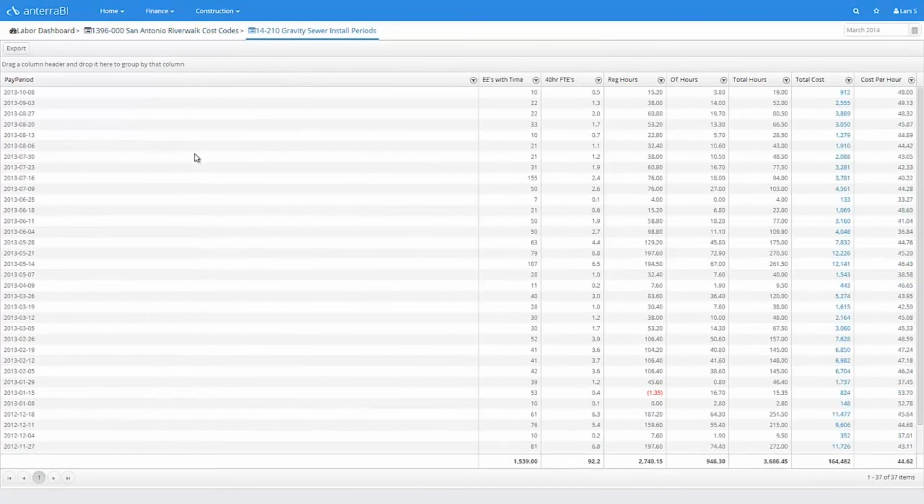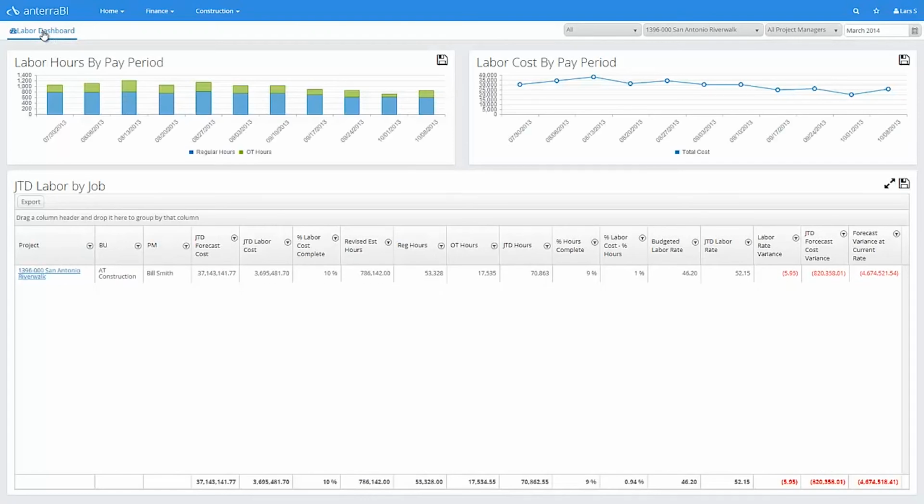Our cost by pay period shows some interesting results. First, we can see that there are many people recording time to the job, many more than 40-hour full-time equivalent employees. This implies a scheduling problem. Why are so many people working on the job in a pay period? We could drill down on the labor cost to see the names of the hourly workers on the job if we liked. Let's go back to our labor dashboard by clicking here on our breadcrumb.